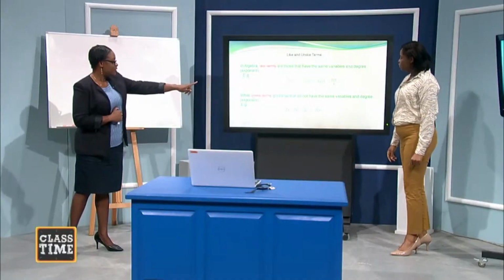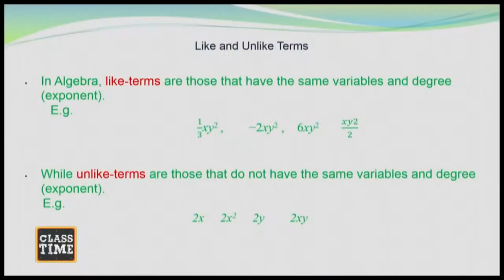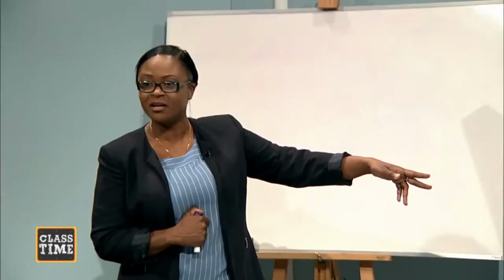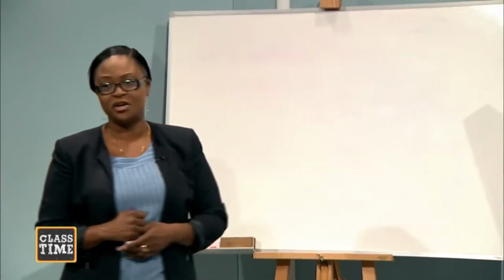And similarly, even though we have x in the final term, 2xy, we understand that we don't have any more xy combination in any of the other terms. So, of course, those are unlike terms.